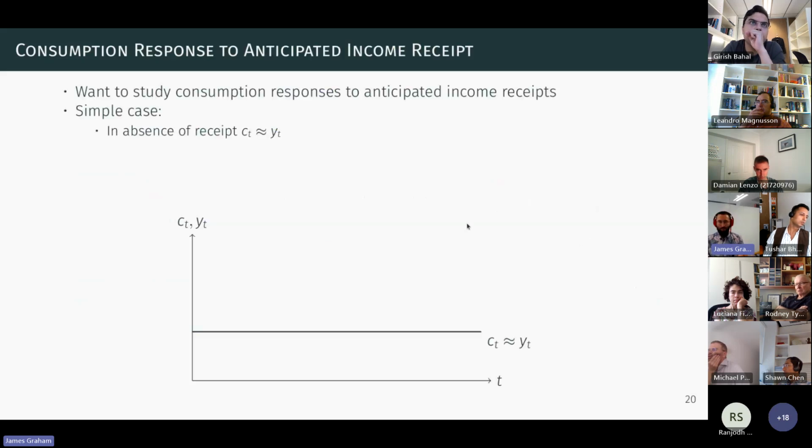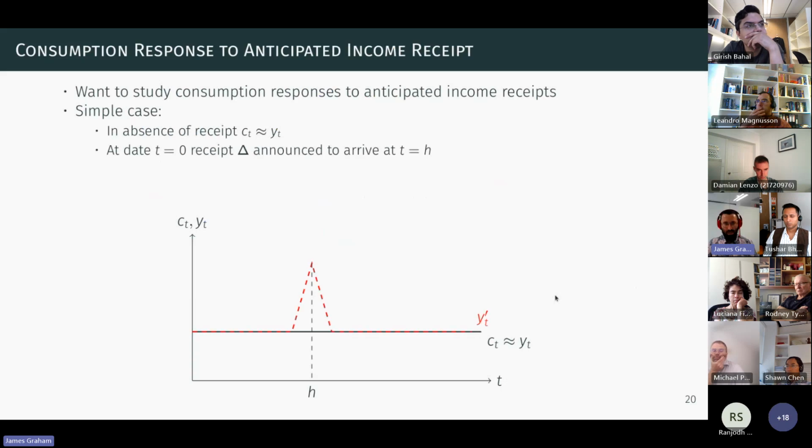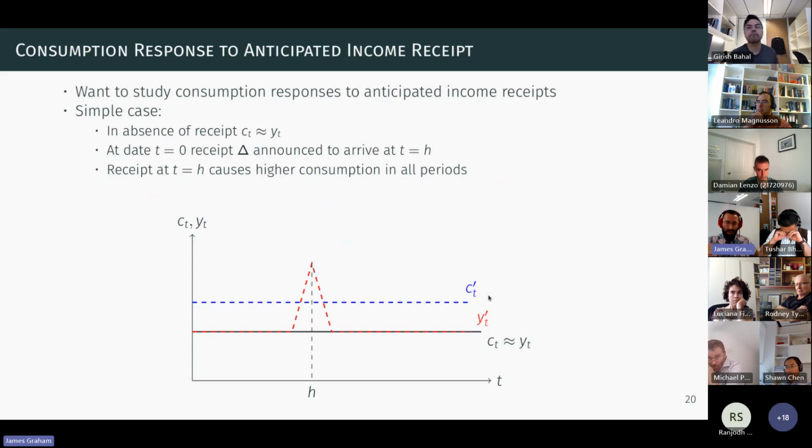Now, I'm not going to show you the mathematical proof, but I can show you a nice intuitive proof. So imagine that you had a household who was consuming exactly equal to their income across their life cycle, across all periods T. And now what we're going to do is announce at date 0 that you're set to receive some income at date H. So it's like a tax refund. You're going along, you're happy with your consumption, but then you get told that there's a tax refund coming to you. So you know about this, you know that it's coming at date H. And what that's going to do is you would like, if you were a normal consumer, to raise your consumption slightly in all periods.